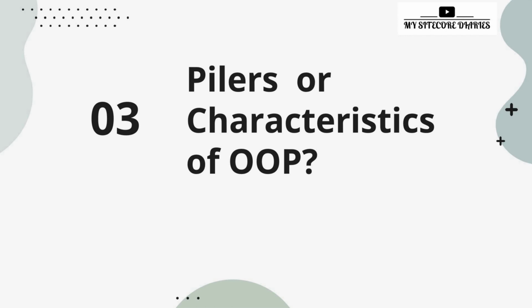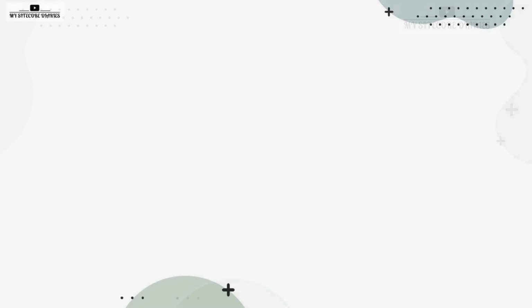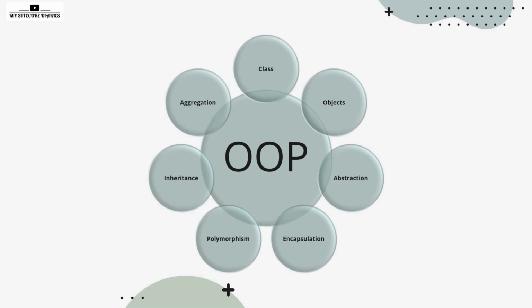Now we will see the pillars or characteristics of object oriented programming. There are a total of 7 characteristics which you can see. First is the class. Class is basically a blueprint of an object. What a class is, we will see in detail in the next slide, but right now you can understand that it is the blueprint of an object.